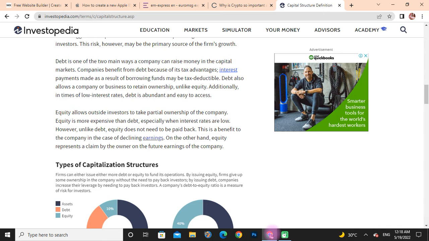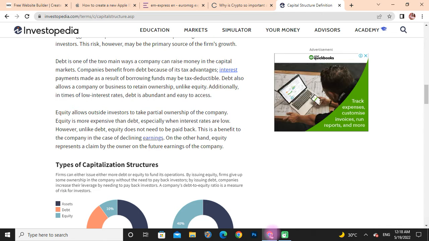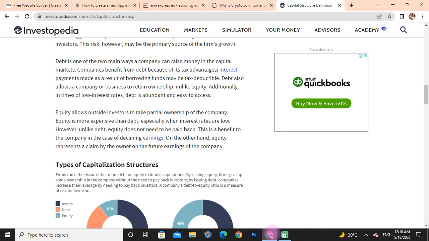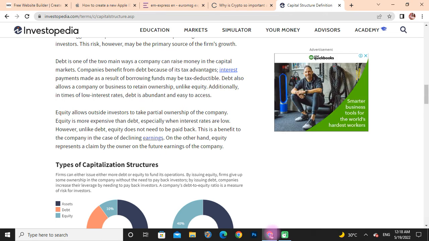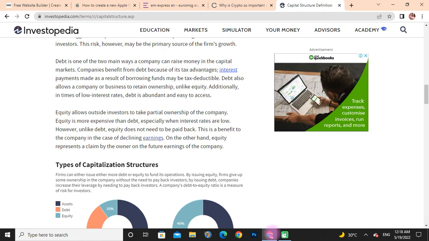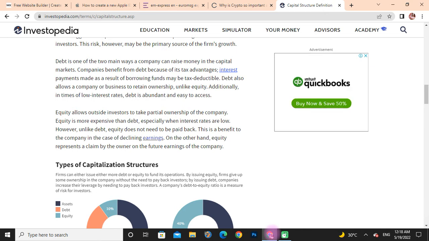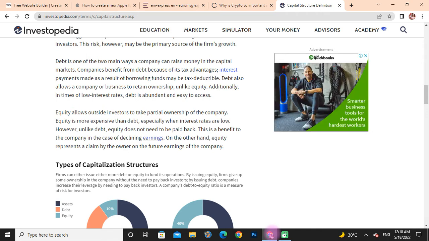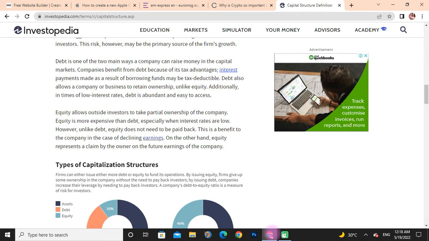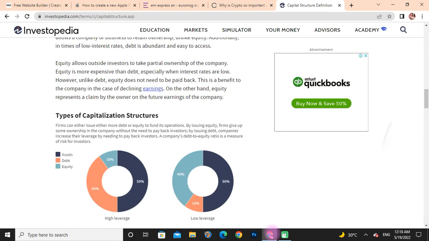Equity allows outside investors to take partial ownership of the company. Equity is more expensive than debt, especially when interest rates are low. However, unlike debt, equity does not need to be paid back. This is a benefit to the company in the case of declined earnings. On the other hand, equity represents a claim by the owner on the future earnings of the company.